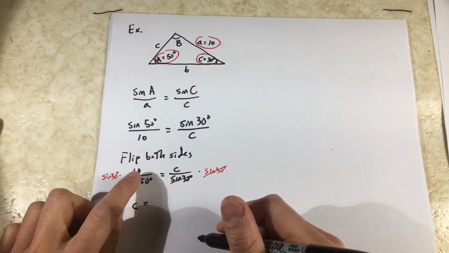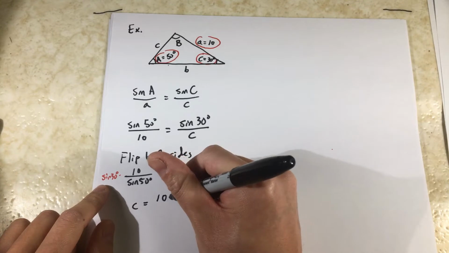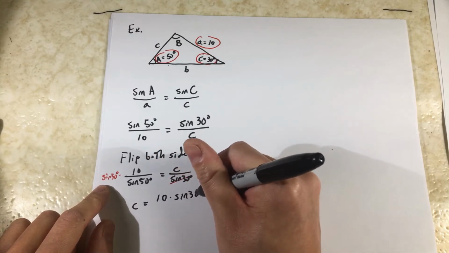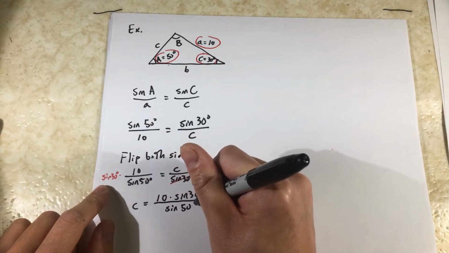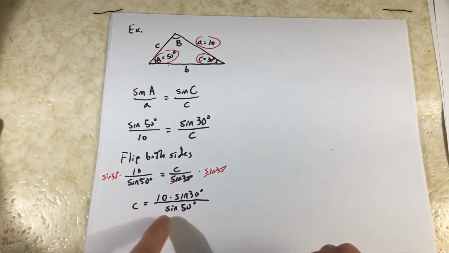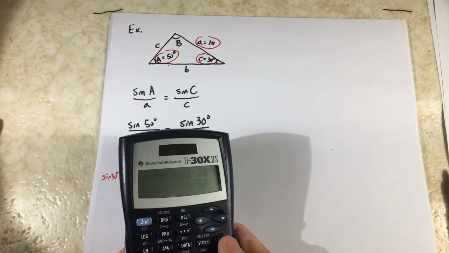Normally, the way this is written, you usually put the number in front of the sine. So that's what I'm going to do. That's just a style thing. It doesn't really change your calculation, but that's typically how you would see this written. Okay? So I get 10 sine 30 over sine 50. And you have your calculator.